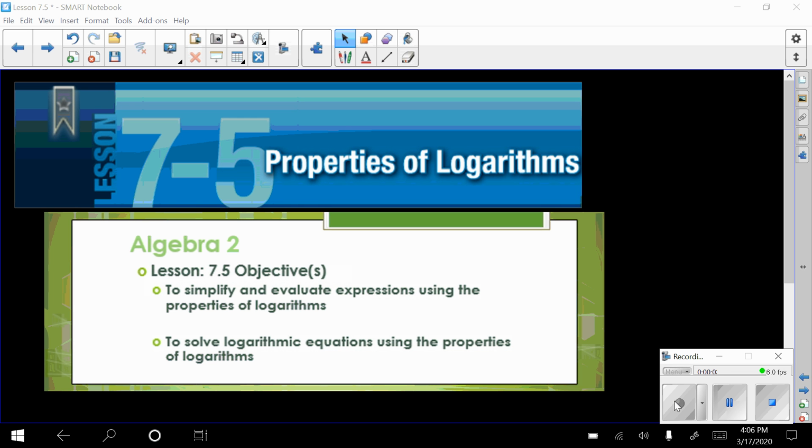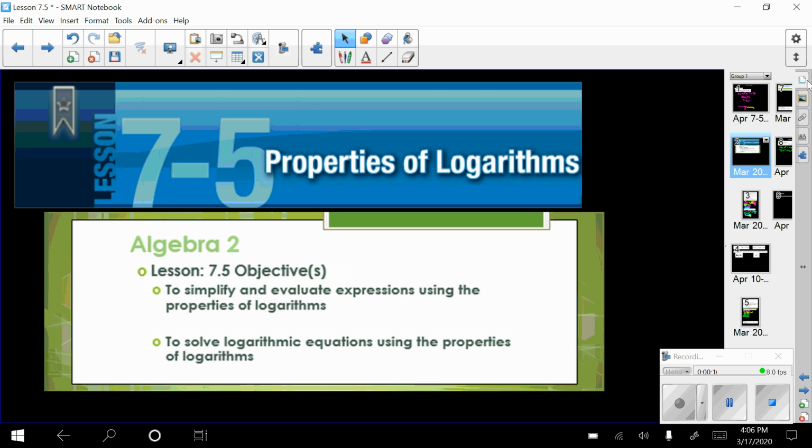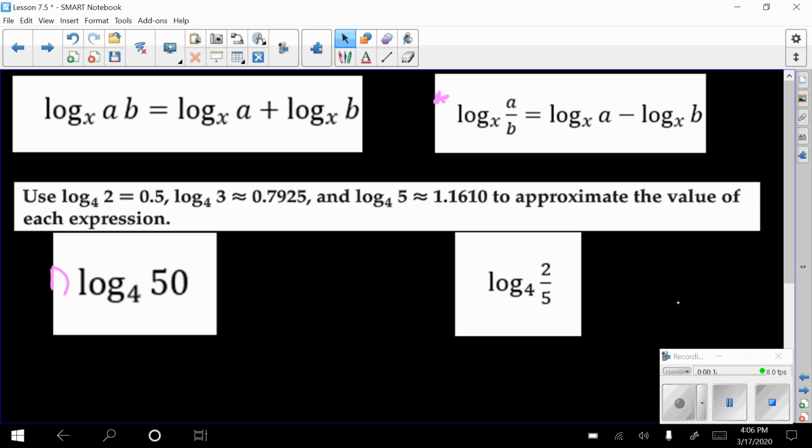Okay, now we're actually going to get into section 7.5 where we look at some examples. So we're going to simplify and evaluate expressions using the properties, and then we'll look at solving equations that use the properties as well. These are the problems that we're going to look at.